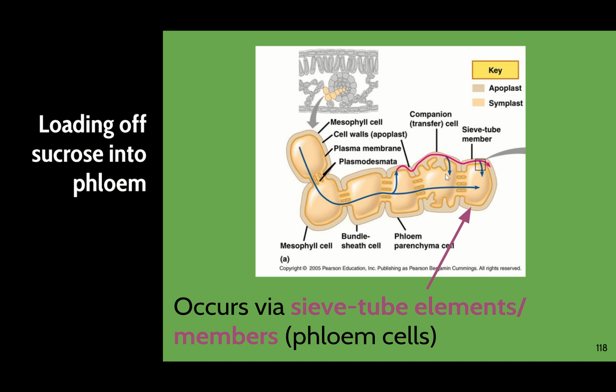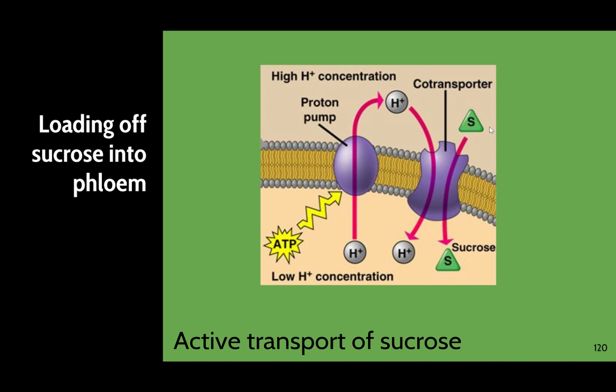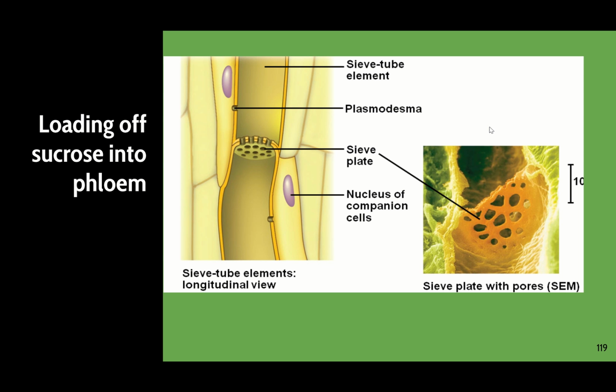And this companion and transfer cell is going to be how a lot of the sugars and organic molecules get into the sieve tube member. And that's what this is talking about here. So in order for sugars to be transported between sieve tube members, they have to go through this sieve plate. And that's how they get transported through the sieve tube element. And we're going to talk a little bit more about how molecules and sugars move through the sieve tube elements.